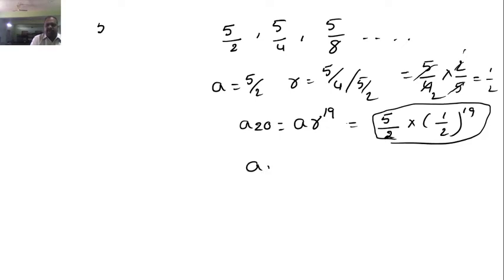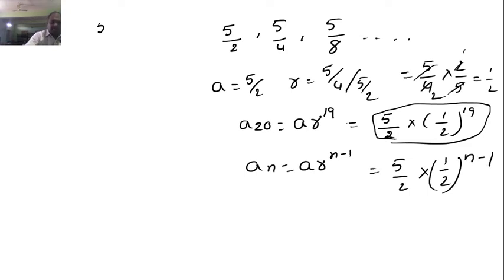Nth term, An is equal to A R power n minus 1. A means 5 by 2 into 1 by 2 whole to the power of n minus 1. Okay.